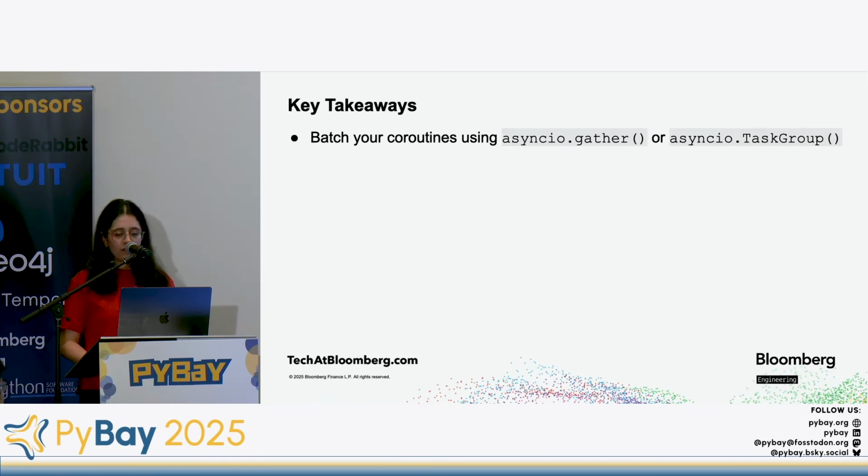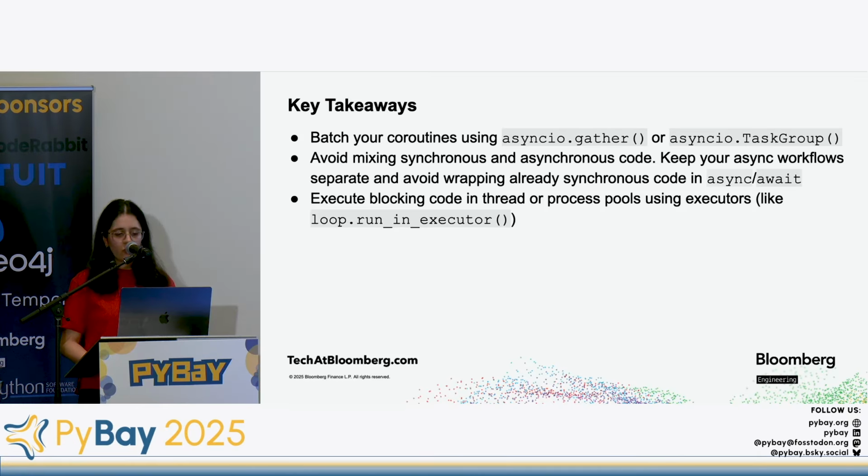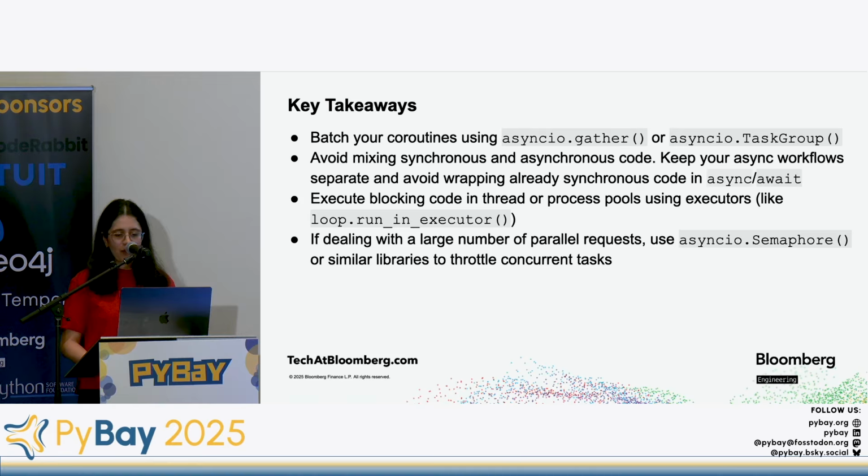So the key takeaways from today's talk were: batch your coroutines using asyncio.gather or TaskGroup. Avoid mixing synchronous and asynchronous code. Keep your async workflows separate and avoid wrapping already synchronous code in async await. Execute blocking code in thread or process pools using executors like loop.run_in_executor. If dealing with a large number of parallel requests, use asyncio.Semaphore or similar libraries to throttle concurrent tasks.